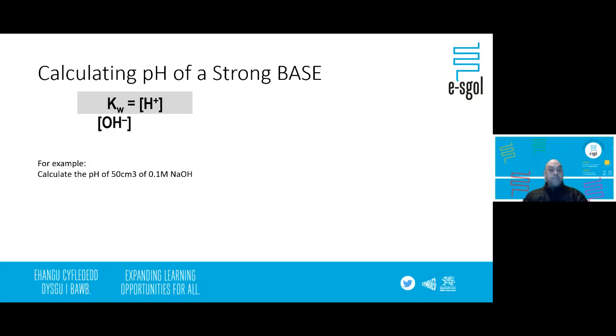So, a little example here: calculate the pH of 50 centimetres cubed of 0.1 mole of sodium hydroxide. When I look at my expression, I've rearranged it to find H plus. That's my Kw. We're assuming here this is at 25 degrees C, and because it's a strong base, we can assume that the concentration of hydroxide ions is the same as the concentration of the base. So when we do that expression, we get a pH of 13. You can see here I've worked out my H plus, then I've just plugged it into the pH formula.